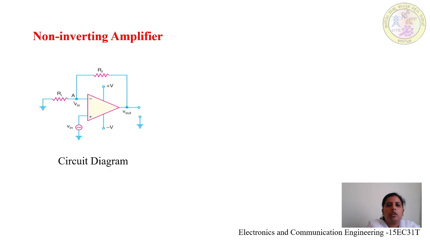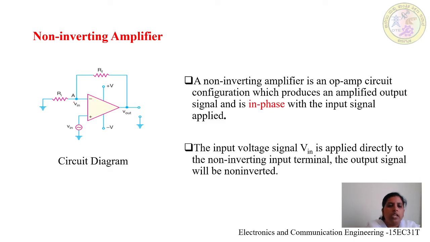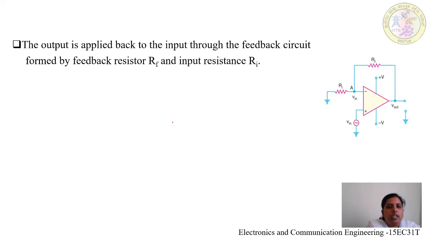Okay. So in a non-inverting amplifier, what happens? We give the input to the non-inverting terminal. If you give a sine wave as the input, the output will also be a sine wave, but an amplified version. They are in phase with each other, which means there is no phase shift. The input is applied to the non-inverting terminal, and the output is a non-inverted waveform.